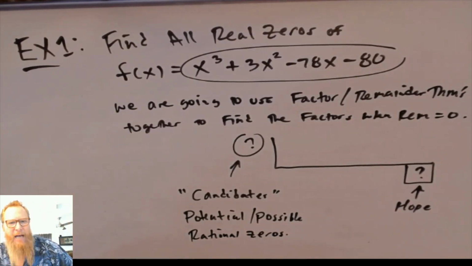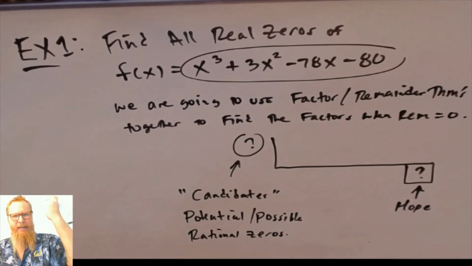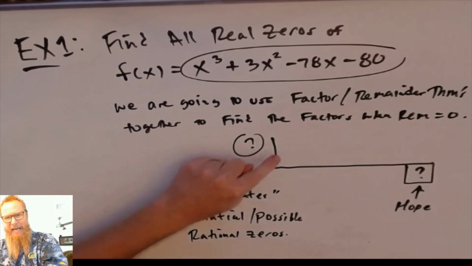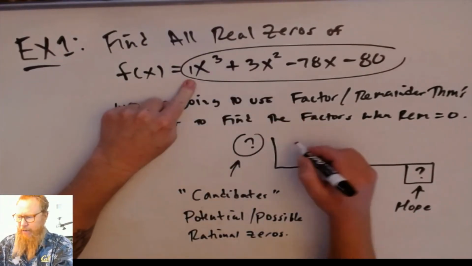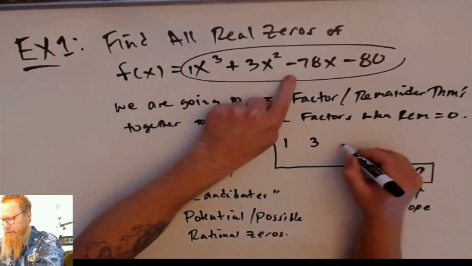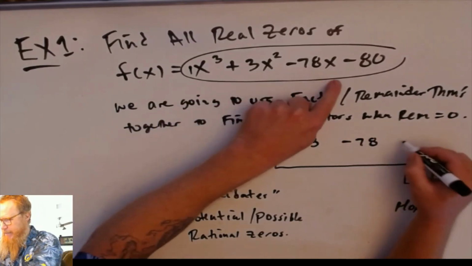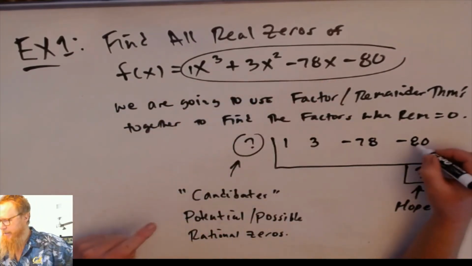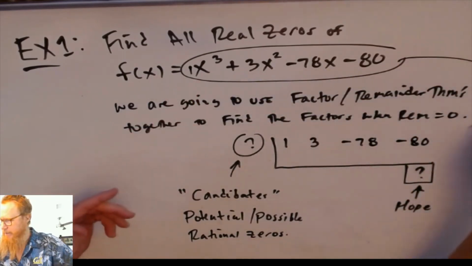So we're going to divide by the potential or the possible rational zeros. Now, let's just use a little bit of common sense, okay? We're dividing a polynomial, so let's go ahead and write this out. This will be 1, 3, look for any missing terms, no, negative 78 and negative 80. So that's our f of x, that goes in the dividend.